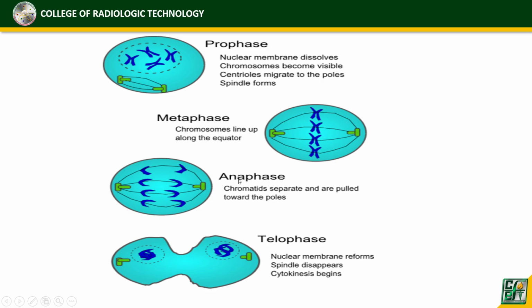Okay. Then anaphase. So here are the two poles. Nandiyan na yung centrosome nila. Then each of the chromatids are pulled. They are pulled by the spindle fibers.